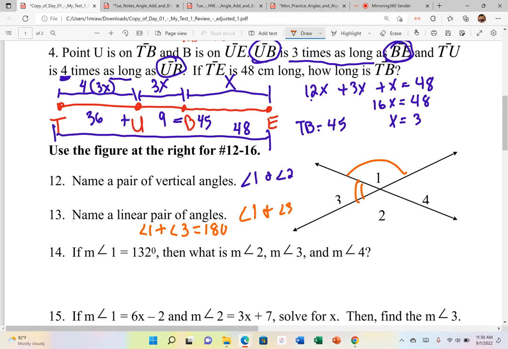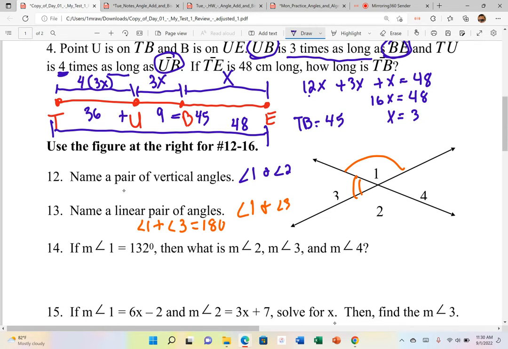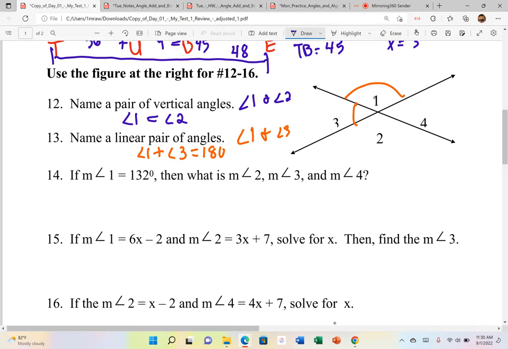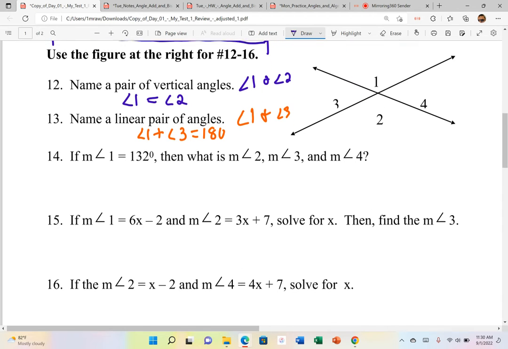For vertical angles, the relationship is that they're congruent. So that means that angle 1 equals angle 2, right? You see the different type of relationship those two have? Vertical: equal, congruent. Linear pair: supplementary and adjacent, add up to 180. So, with that being said, we're using this same picture above to answer number 14.